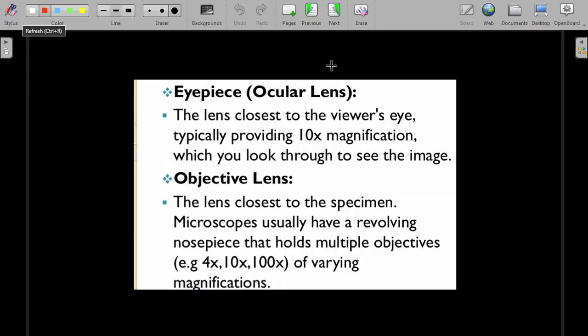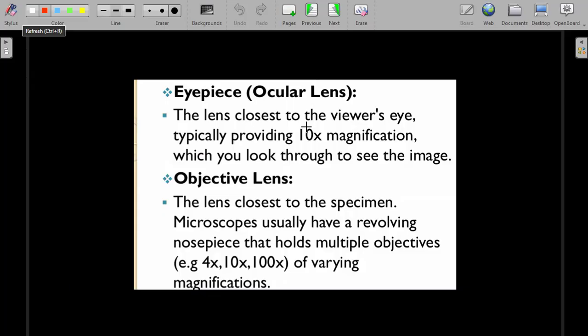Okay. What's the function of the objective lens? Is there anyone in class, anyone to give it a try? Okay. So what's the function of the objective lens?